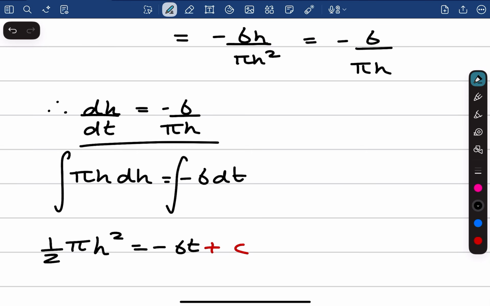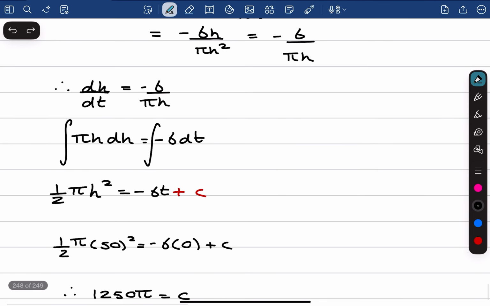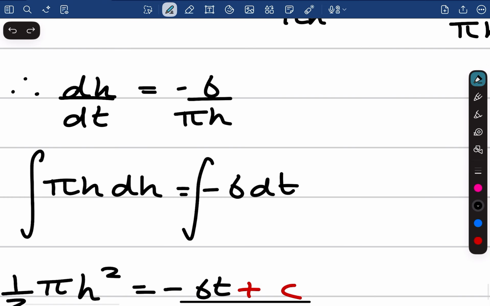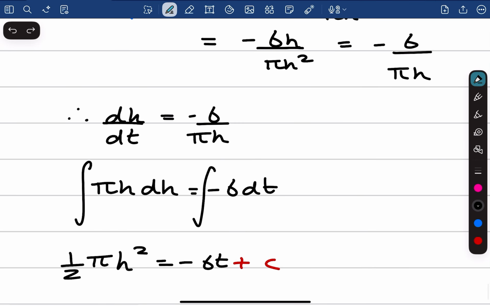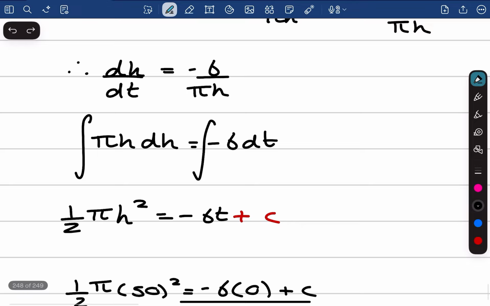Amazing. Now we can just go about it like any other differential equations question. So you separate the variables. As you notice, we've got pi h on this side, so we need to times that over to get it on the same side as dh. And then we have minus 6, which is just a constant, so we can have anything on that side. So we can have dt on that side as well. So we have to times dt onto the other side to end up with this.